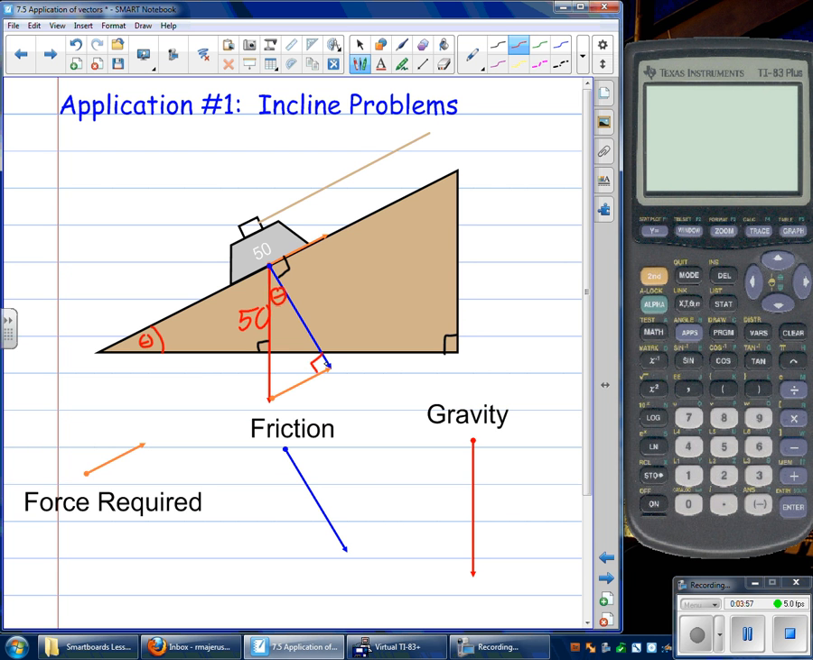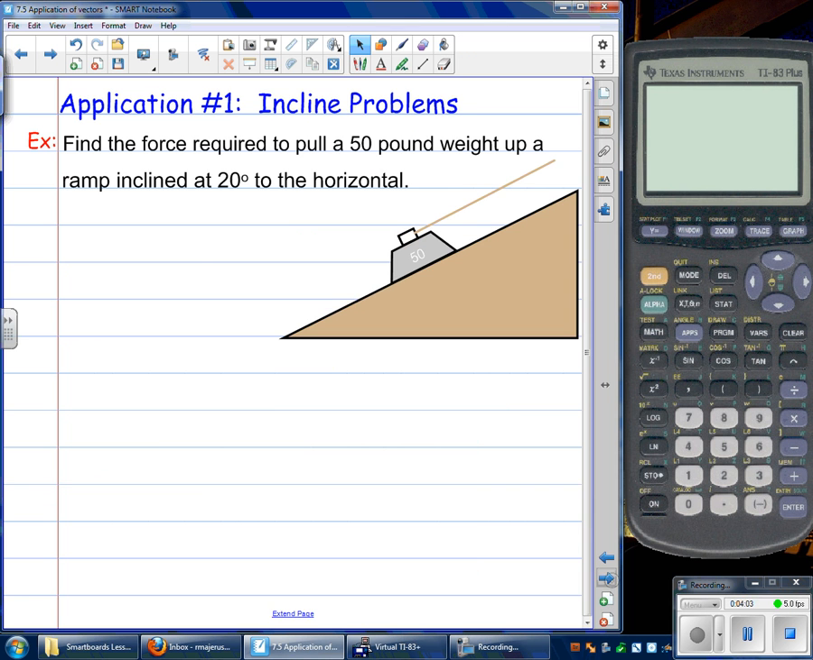So let's take a look at an example here. Just remember those three vectors and how they interact with each other, and we'll set up the next problem to solve it through. So here we go. The example that we're going to look at says: find the force required to pull a 50-pound weight up a ramp inclined at 20 degrees to the horizontal.